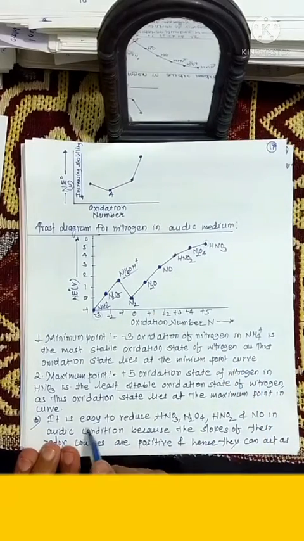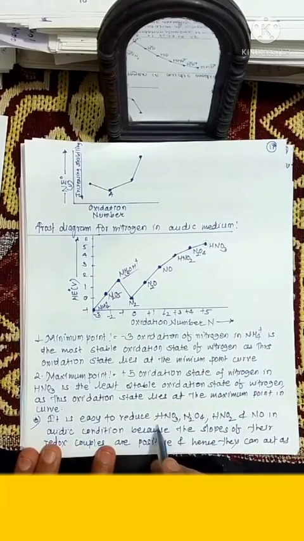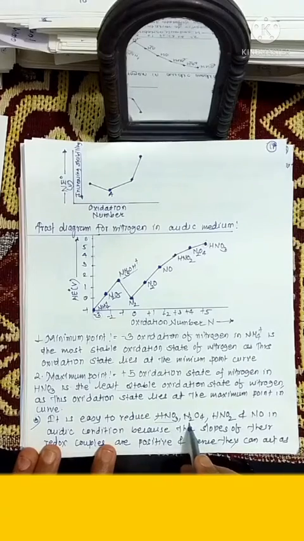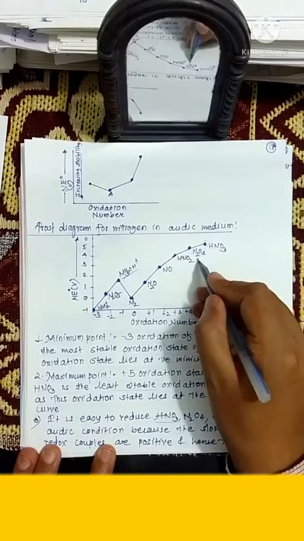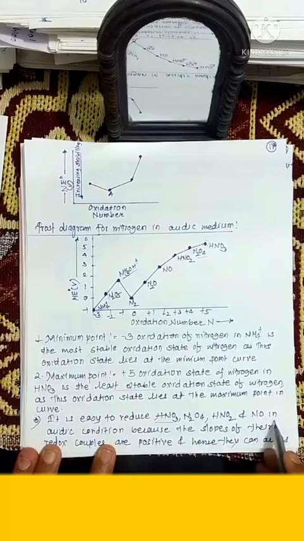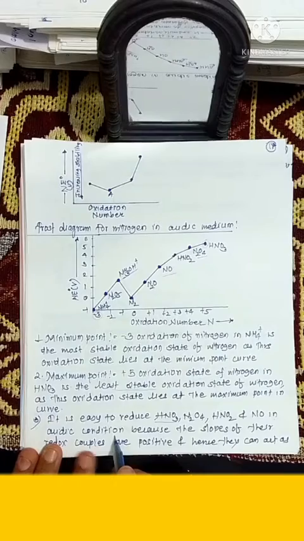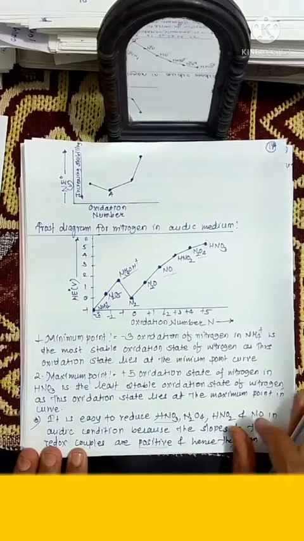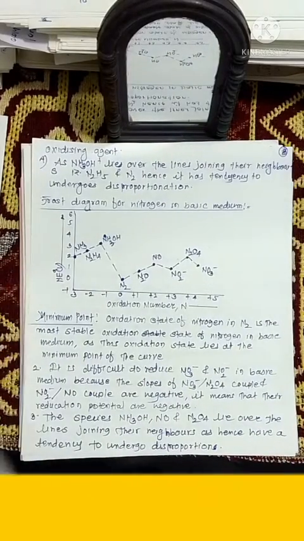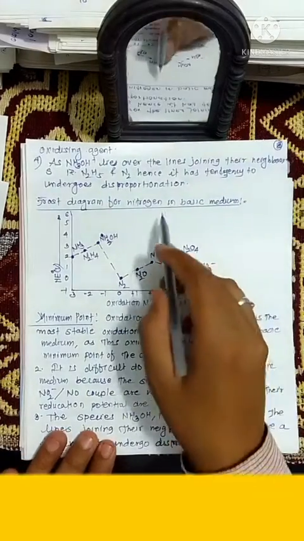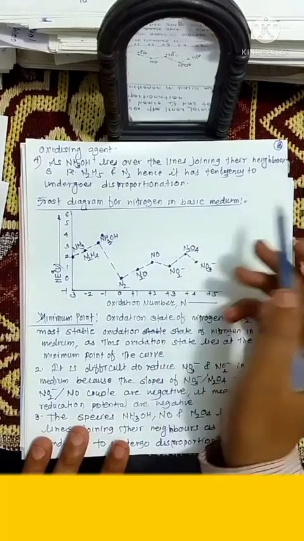We can also say that it is easy to reduce HNO3, that is this, N2O4, that is this, and NO, that is this, in acidic condition, because the slopes of their redox couples are positive and hence they can act as an oxidizing agent. Now we can see the Frost diagram of nitrogen in basic medium.